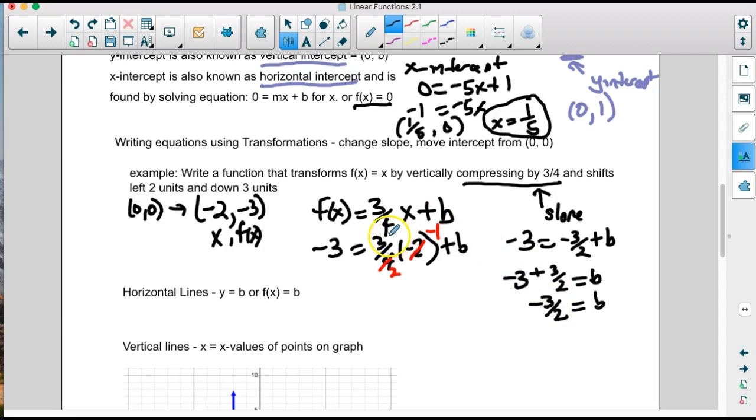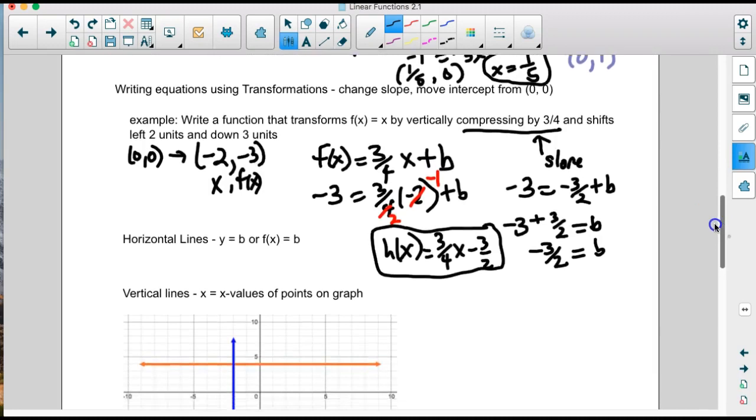Alright, so that means the equation that's been transformed, let's write a different function here. Let's use h of x. Our transformed function h of x is 3/4 x minus 3/2. That's our answer to this transformation. That's the function that transforms this many units left and down and compresses by 3/4.